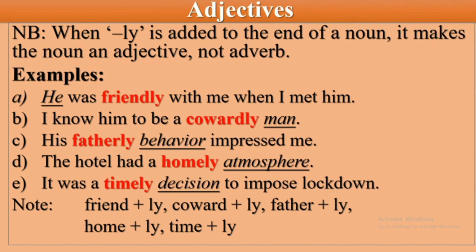The word friendly is formed by adding ly to the end of the noun friend. In the same way, cowardly is formed from a noun, and father, home and time, these are also nouns. And at the end of all these 5 words we have added an ly, and we have added the ly at the end of some nouns, so these are actually adjectives, not adverbs.